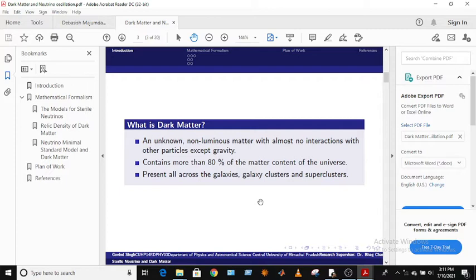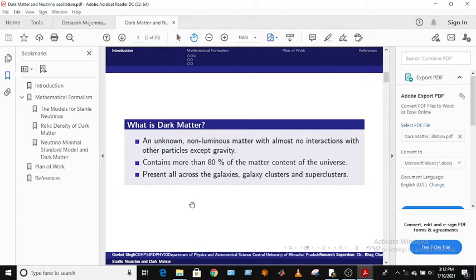So now in this lecture I am going to talk about what is dark matter. Dark matter is basically an unknown non-luminous matter with almost no interactions with other particles except gravity. It does not interact by means of nuclear force or electromagnetic force. If it does not interact by means of electromagnetic force, we cannot see it, and therefore it is known as dark matter. It contains more than 80% of the matter content of the universe, and it is present all across the galaxies, galaxy clusters and superclusters.